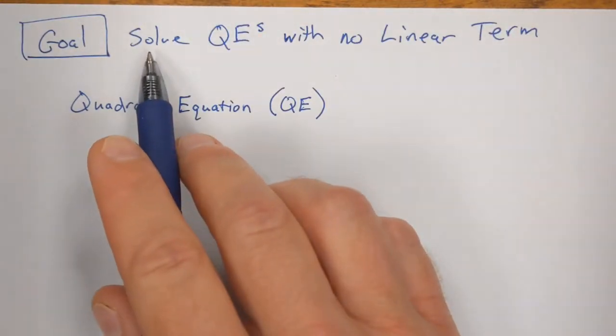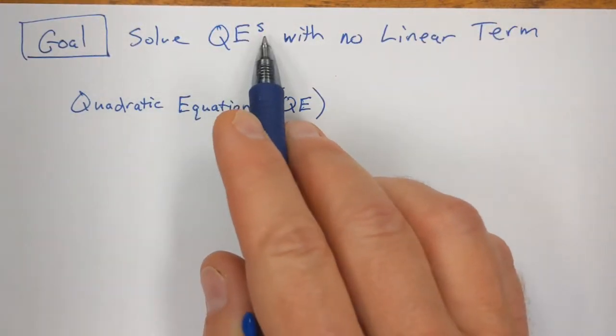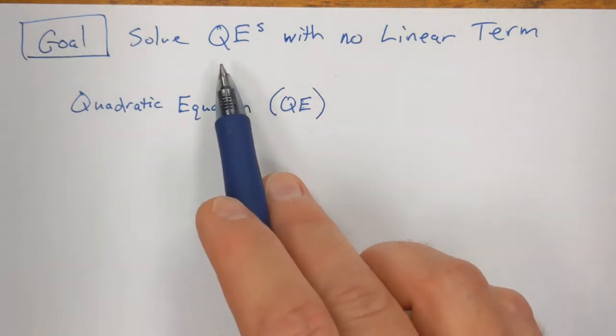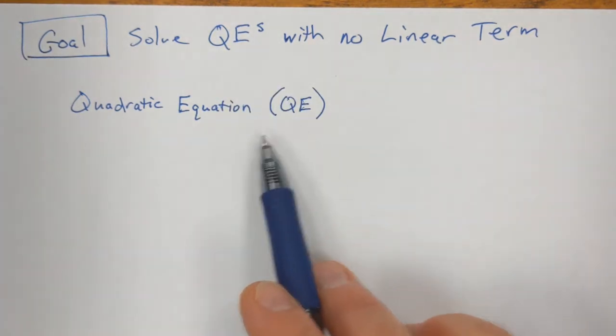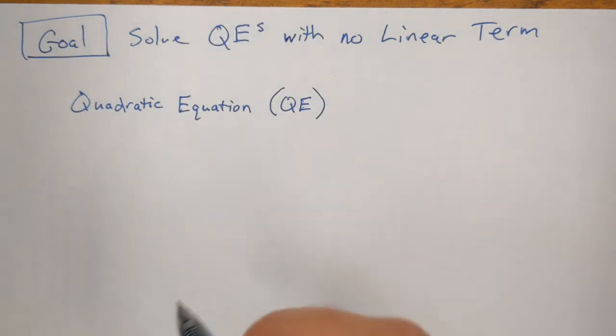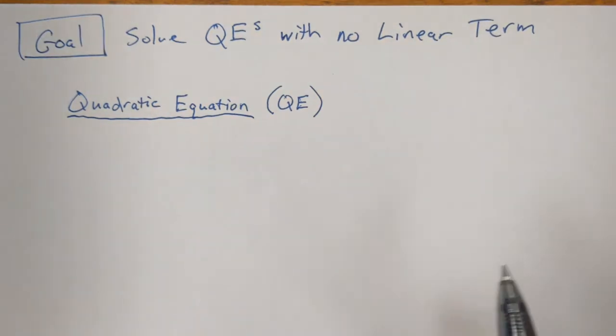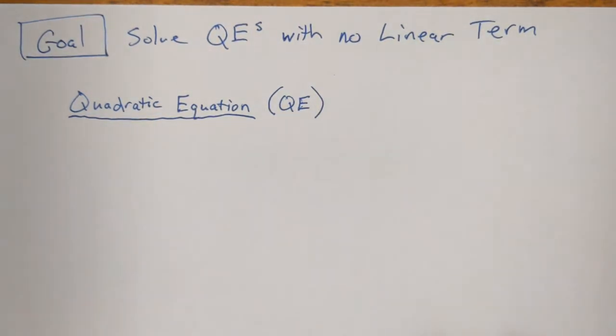Today's goal: today you're going to learn to solve QEs with no linear term. Well, what in the world is a QE? I'm here to tell you right now, that's an abbreviation used for quadratic equation. Today we're going to solve quadratic equations that do not have a linear term. All right, that's all fine and good, but what now is a quadratic equation?